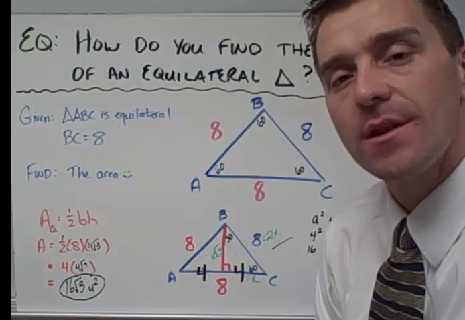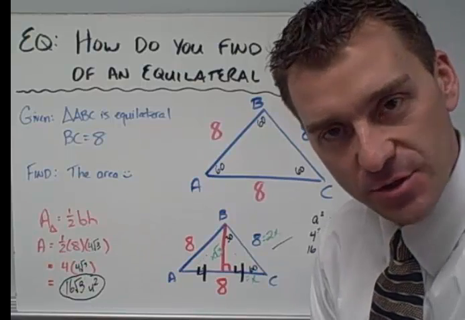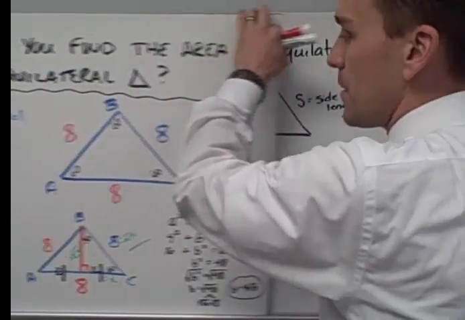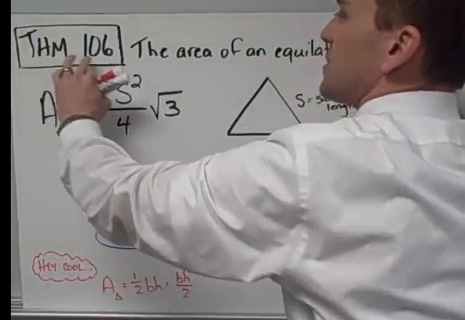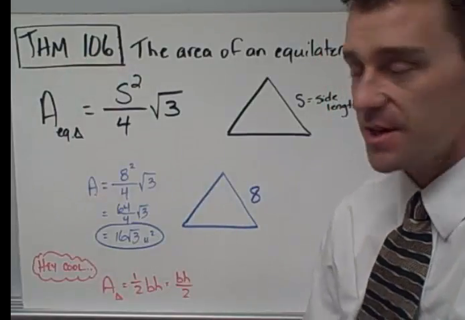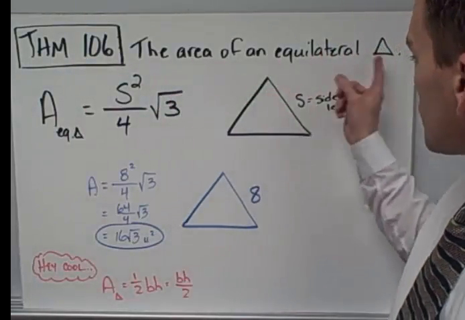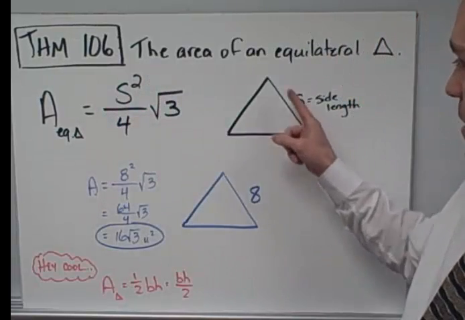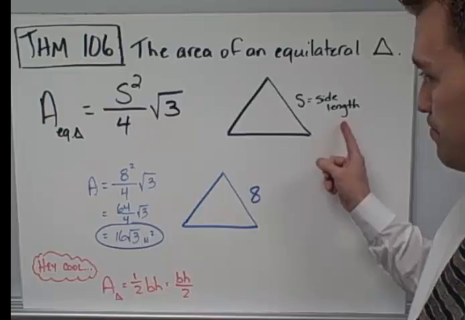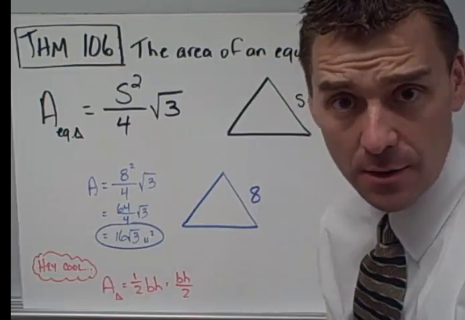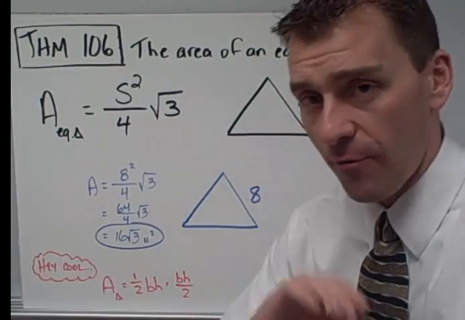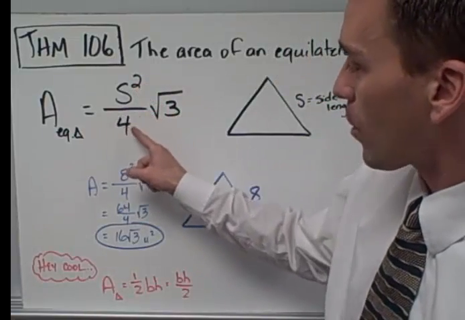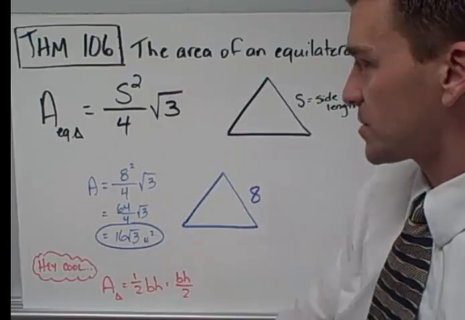But since it's equilateral, there is a special formula for it. And here's what you can do. One option is Theorem 106, and Theorem 106 says this. The area of an equilateral triangle is side length squared, and that's what the S stands for, the side length. Just like in a square, because all three sides are the same, all four sides are the same in a square. So S squared over 4, and then you just attach the root 3 to it.